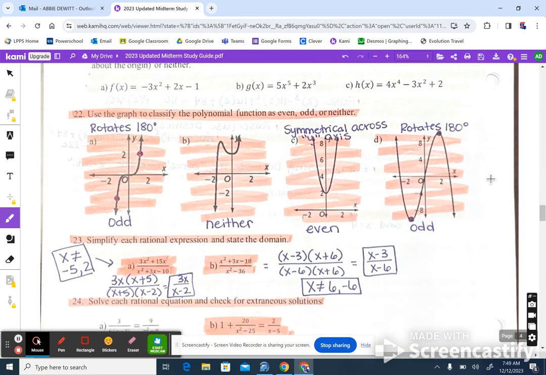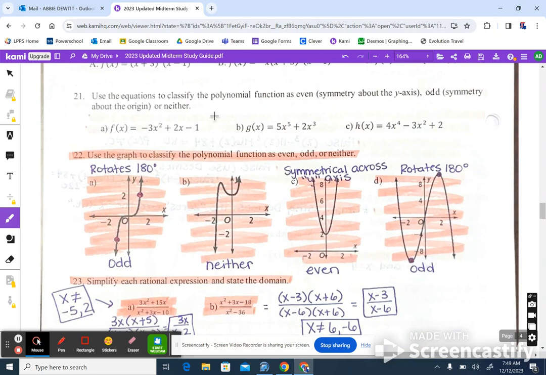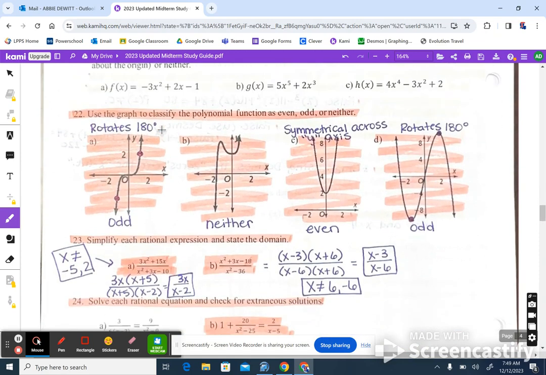All right, we're going to skip 21. Nothing on your exam is remotely related to number 21. Number 22, use the graph to identify the polynomial function as even, odd, or neither.